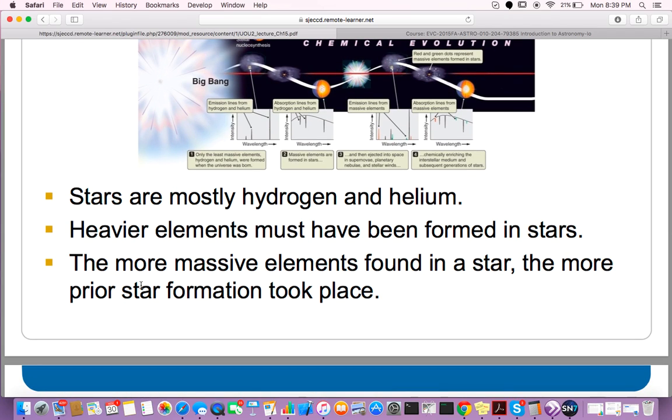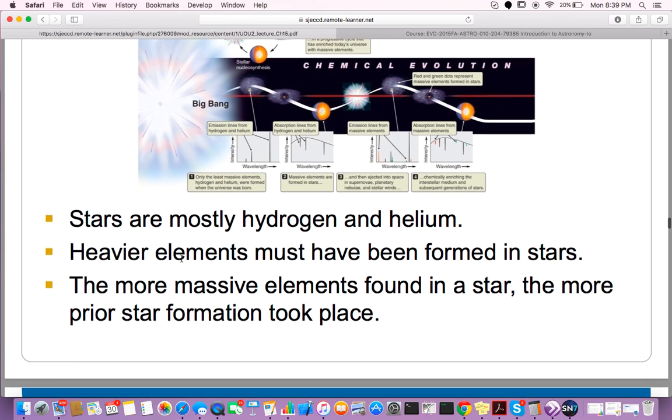So stars in our galaxy, and in the universe in general, are primarily hydrogen and helium because that's how they started. But as stars evolved, and we studied this in a previous chapter, they initiate production of metals, and when they die out, these metals they produce are partially distributed back to the interstellar medium.